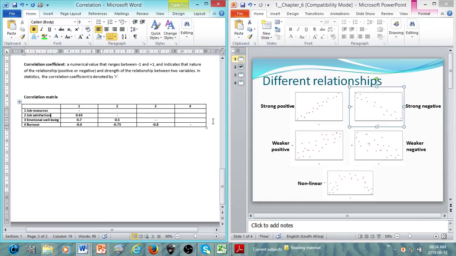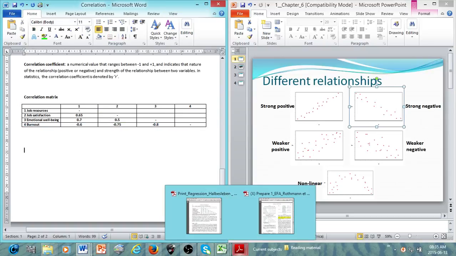Over here, which column refers to job satisfaction? Okay, number 2 does. So if we go to number 2, we go down here, this is job satisfaction intercepting emotional well-being. So this indicates the correlation coefficient between those variables. What was number 3? Number 3 is emotional well-being. So if we look at emotional well-being, this value intercepts burnout. So this value indicates the correlation coefficient between emotional well-being and burnout, since it intercepts burnout's column.